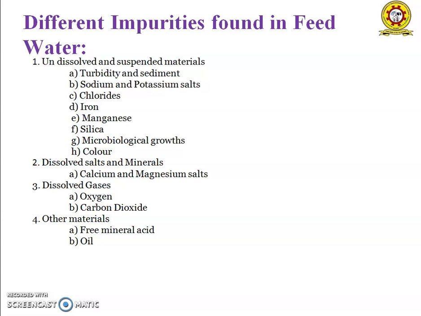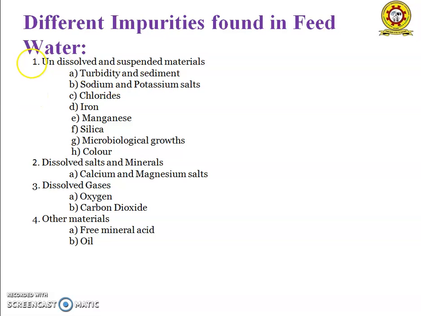So the different impurities found in feed water are of four types. The first is undissolved and suspended materials, the second is dissolved salts and minerals, then dissolved gases and other materials. The first impurity, undissolved and suspended materials, contains turbidity and sediments. Turbidity and sediments are suspended insoluble matter, which may be sediments or coarse particles which settle down in stationary water. Both are objectionable.